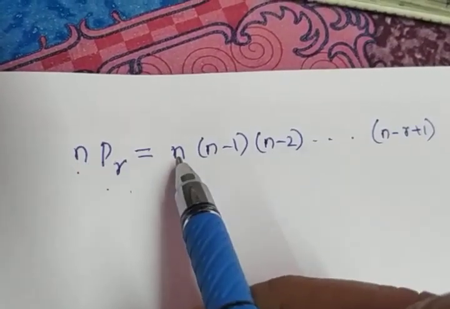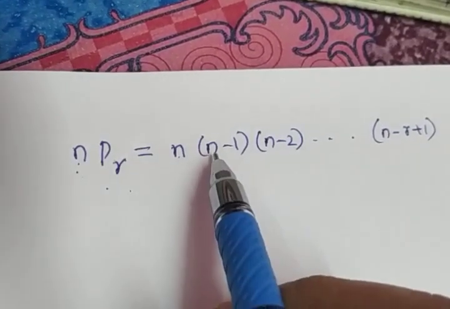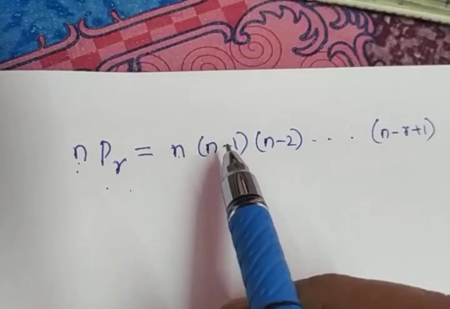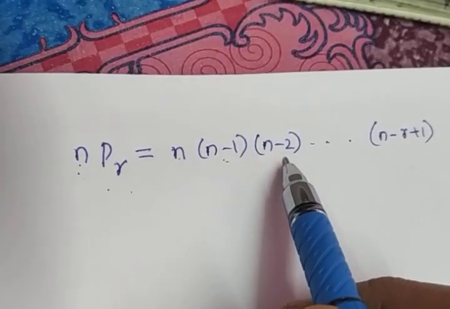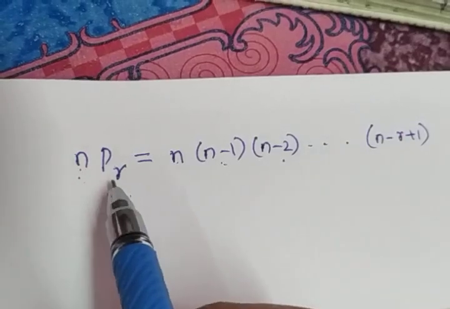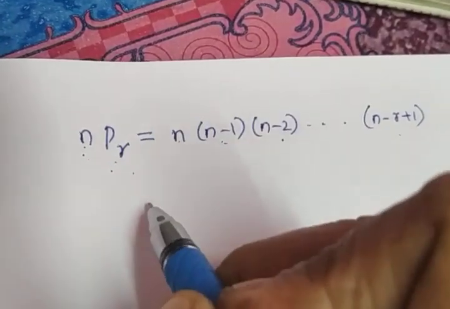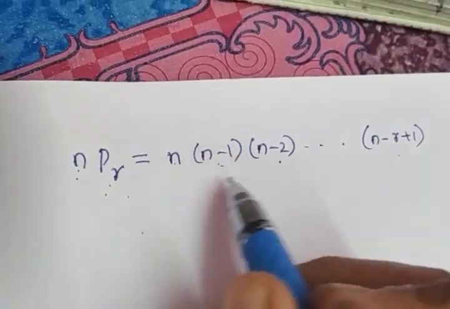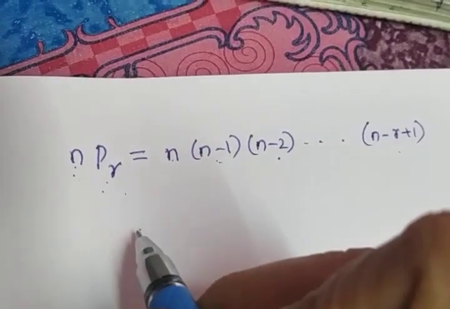nPr is equal to n into, start with n, write the next term, which is lower than n: n minus 1, n minus 2, etc., till which number? n minus r plus 1. But this formula is very hard to remember. It's not so easy. So we are framing another one.